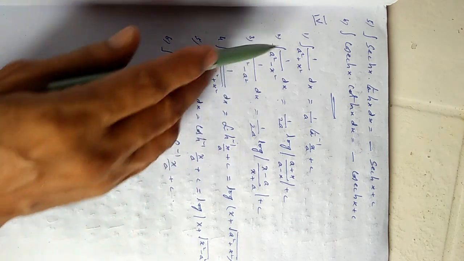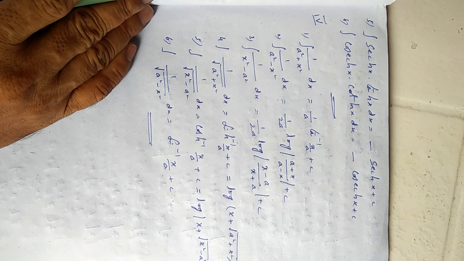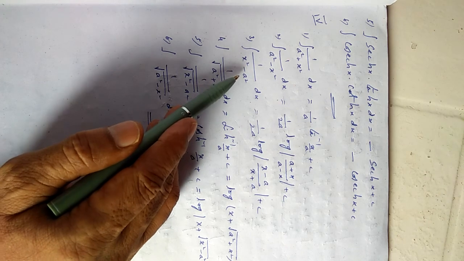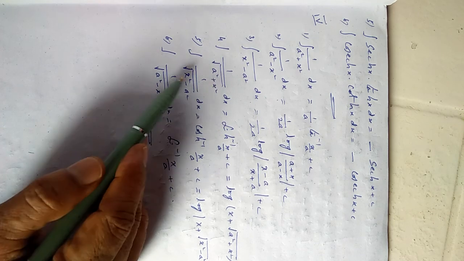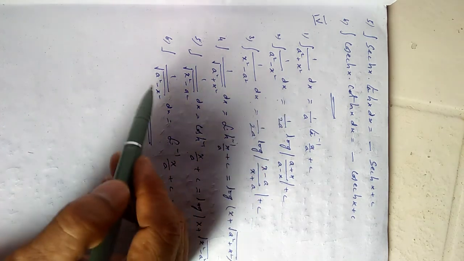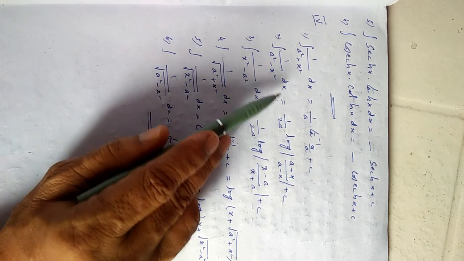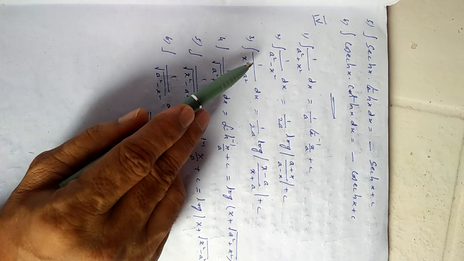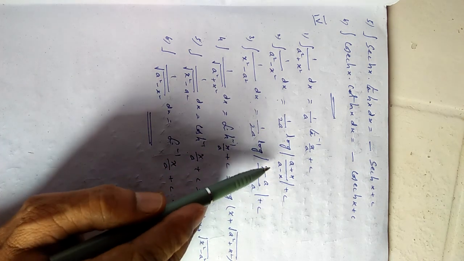Now this is the very important part, section 4. Here also 3 formulas are there without roots in the denominator, and then the 4th, 5th and 6th have root values. These are very important, you should remember. Integration 1 by a square plus x square dx is equal to 1 by a tan inverse x by a plus c. Integration 1 by a square minus x square dx is equal to 1 by 2a log of a plus x by a minus x plus c.